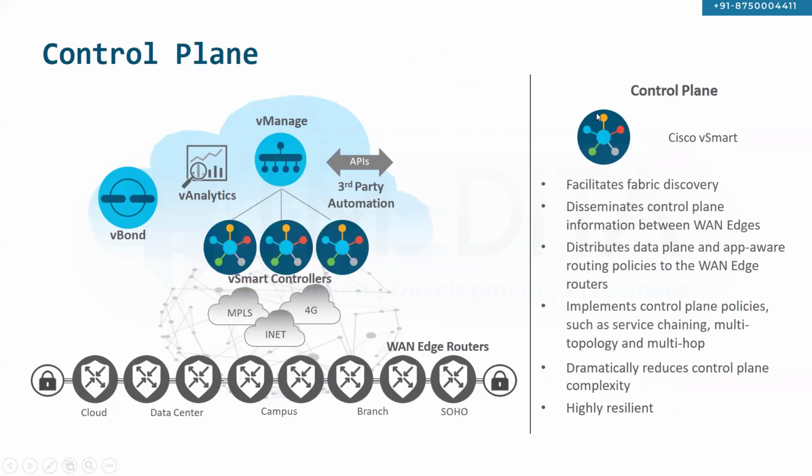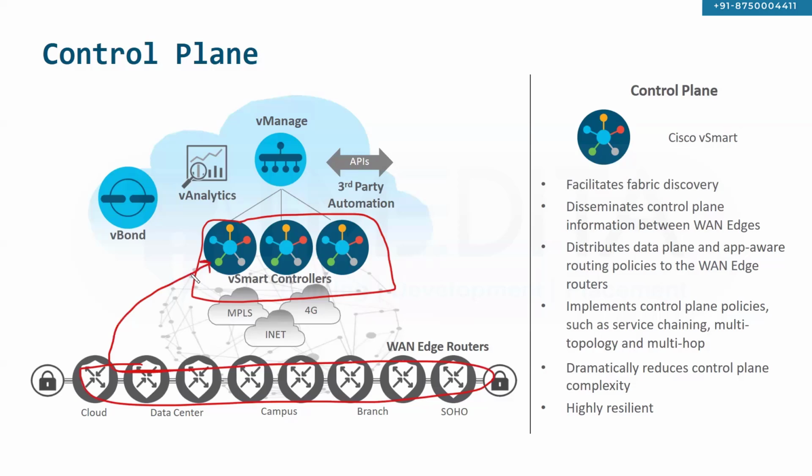The next component is vSmart, right? As I told you, vSmart is a control plane. It will work as a control plane in the overlay network, right? In the Cisco SD-WAN architecture, you have offloaded the control plane functionality from the WAN edge router, and now you have a centralized control plane in the form of the vSmart controller. So earlier we had the control plane available across the routers. Each router had its own control plane.